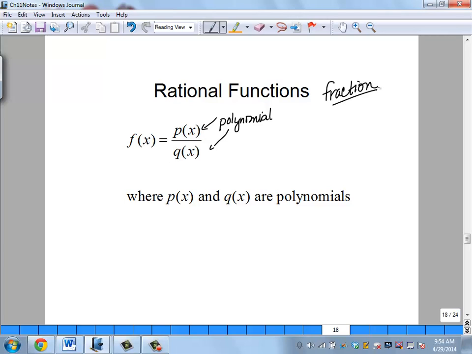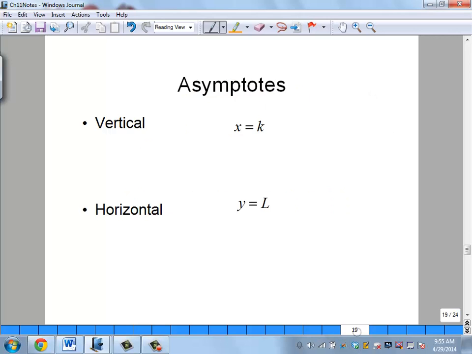And because it's a fraction, we all know that the denominator cannot be 0. So because the denominator cannot be 0, there's different kinds of properties that happen with a rational function, and they give rise to something we call asymptotes. Okay, so a vertical asymptote is a line that goes like this, and it's x equals a number, and a horizontal asymptote looks like this, where it's y equals a number.